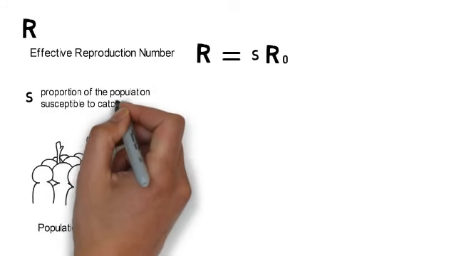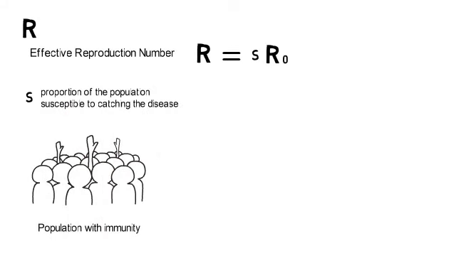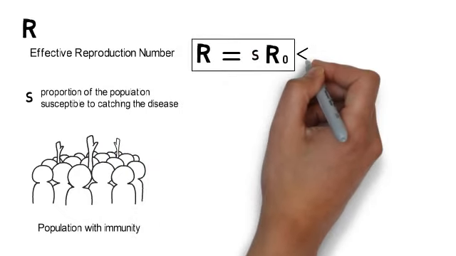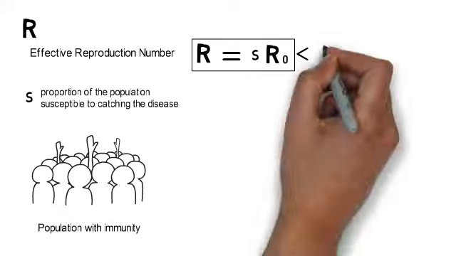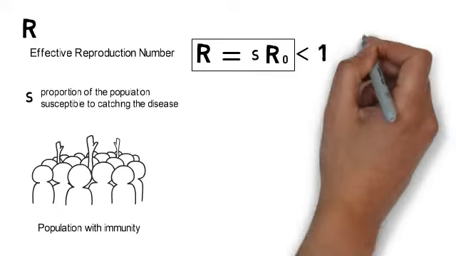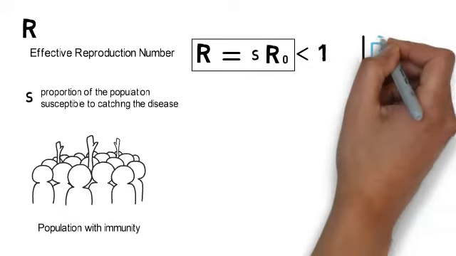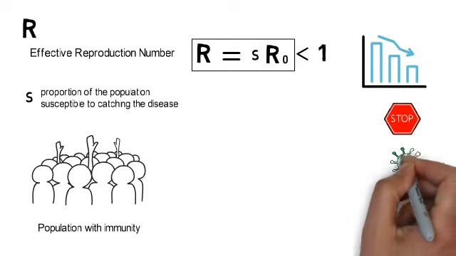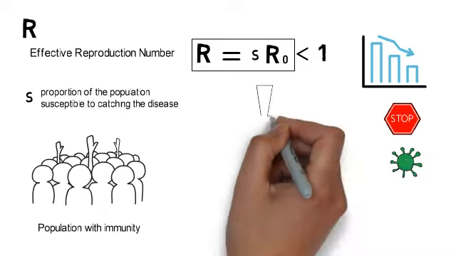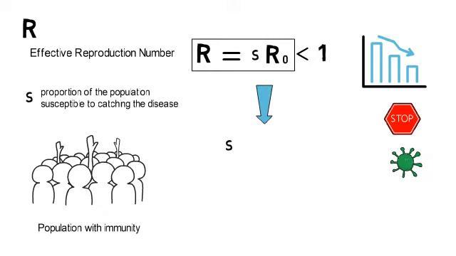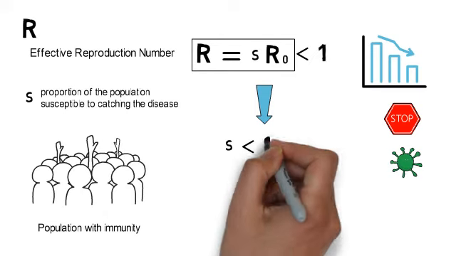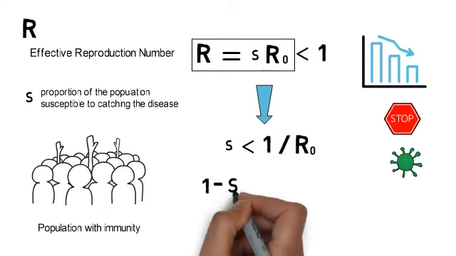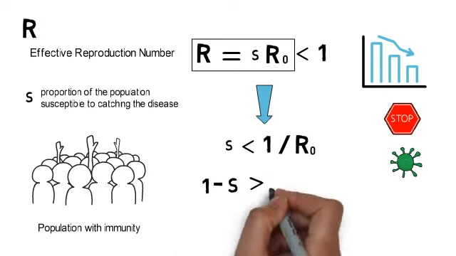As we have seen, if we can control the effective reproduction number R at below 1, the disease won't turn into an epidemic. Then the disease will eventually die out, as fewer and fewer people will be infected. So we want R equals S times R0 less than 1, which means S should be less than 1 over R0. It translates to 1 minus S should be greater than 1 minus 1 over R0.